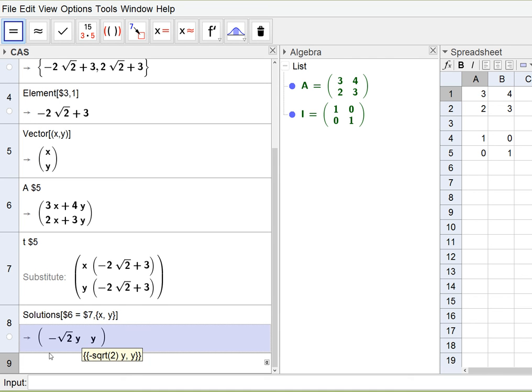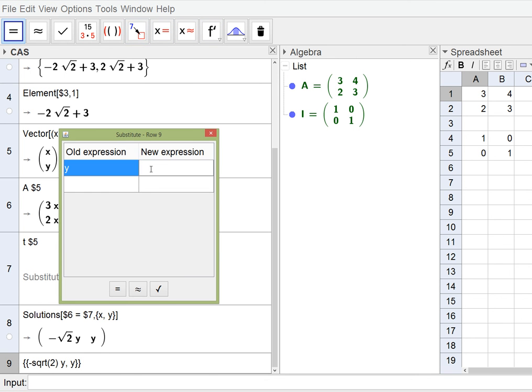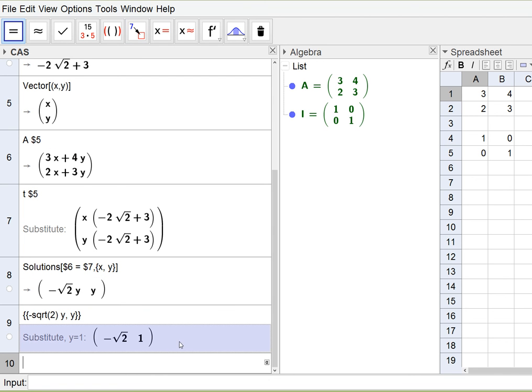So I'm just going to pick that and substitute for y the value of 1, and there I have the vector. X is negative square root of 2, y is 1. So there's one of the eigenvectors associated with that eigenvalue.